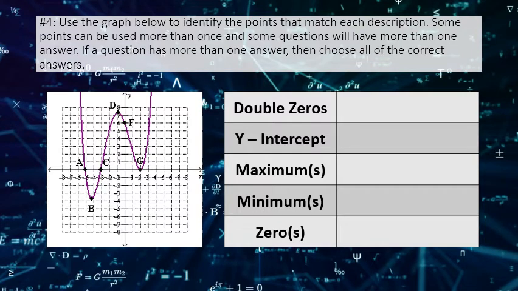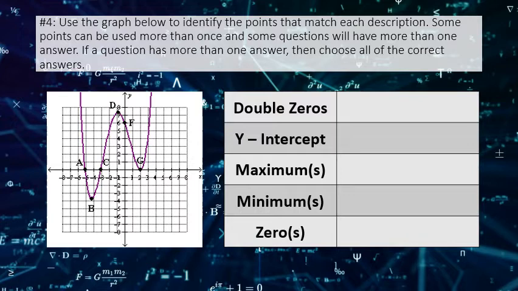I'm looking at the graph on the left, and I'm going to use the letters that are labeled for each point to identify what they represent on the graph. It says in the directions that some of the points are going to be used more than once, and some questions have more than one correct answer. So we want to make sure we choose all of the correct answers for each of these categories.